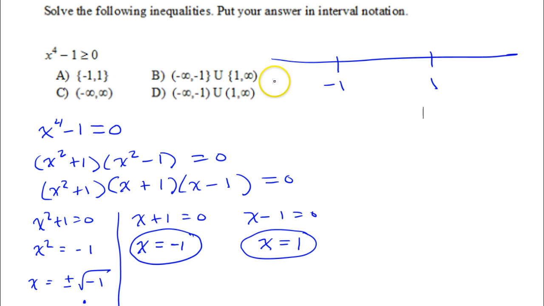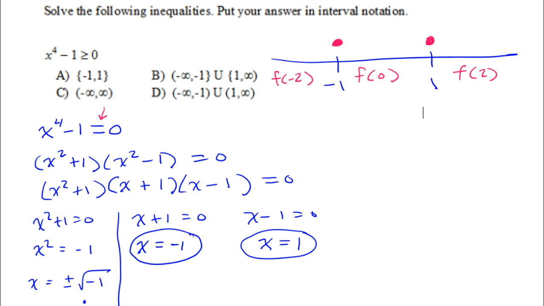So to the left of negative 1, I'm going to try negative 2 and see what's the value of the function there. Between negative 1 and positive 1, I'm going to try 0. And to the right of 1, I'm going to do positive 2. At the border, because it's greater than or equal to 0 that I'm looking for, I need to include the border points, which will equal 0. So I will include them by writing closed circles at the border points. If this had just been greater than 0, I would have used open circles.